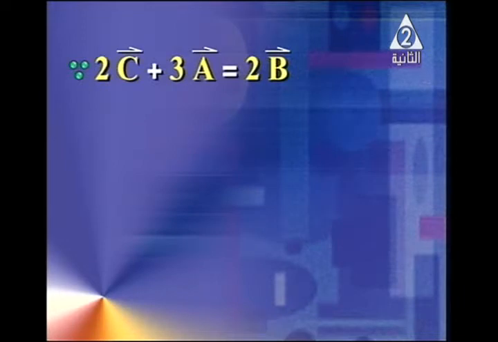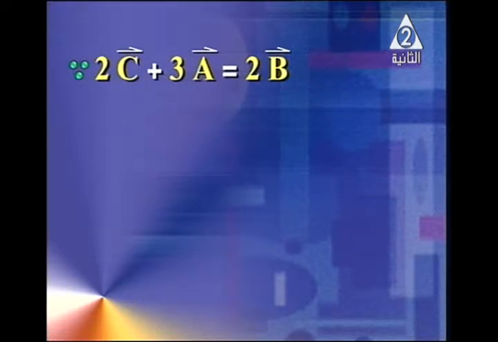Since 2C vector plus 3A vector equals 2B vector. Look at, dear student, this example. The required is C vector. We have an equation. Left hand side contains 2C vector plus 3A vector. Right hand side contains 2B vector. The required is to find C vector.